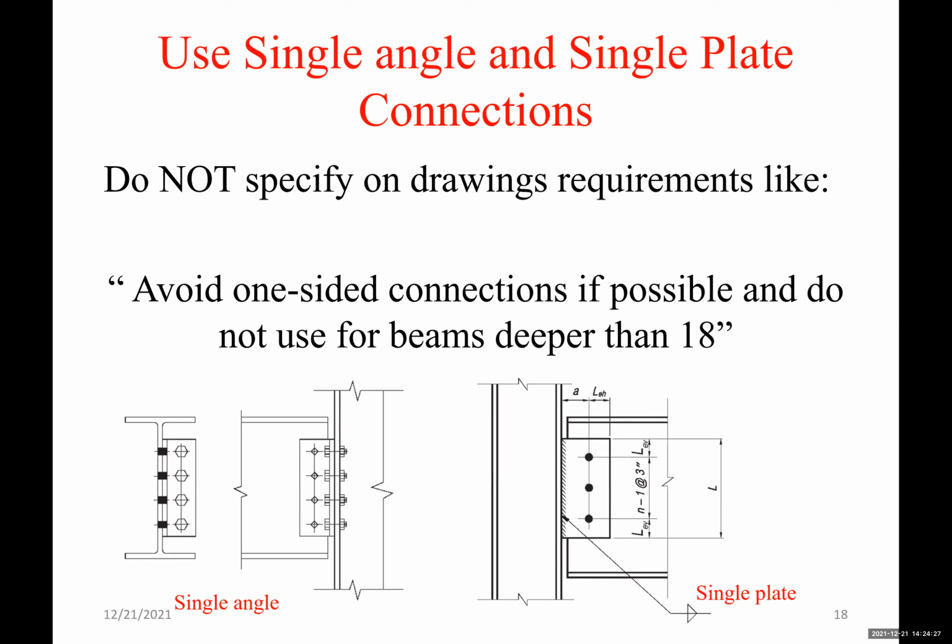So the use of single angle, single plate connections. Do not specify on the drawings requirements like avoid one-sided connection if possible, and do not use for beams deeper than 18 inches. One of the popular connection types is double angle connections, but in many cases, this is not needed. Depending on the reactions that we have on the drawing, we could use a single angle connection, and it would give us the capacity that we need. In many other cases, we could use a single plate, a shear tab connection, and it should satisfy the load that we have. This is very important. So consider using single sided connections, not double-sided connections, whenever that is possible.